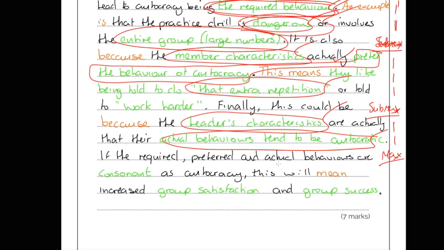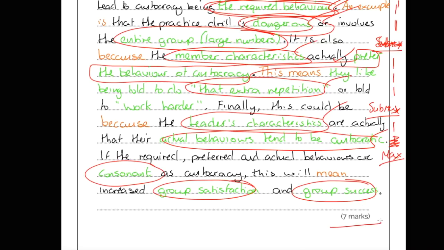If the required, preferred and actual behaviours are consonant, congruent, concordant as autocracy, this will mean, there's my explaining why skill, increased group satisfaction and group success. In other words, they're going to perform better. But I've already got my max. And I gave myself an extra, it was actually a 7-mark question. I thought it was an 8. So I got a max earlier. So maybe my submaxes would have been 2s perhaps rather than 3s. But you take my point.